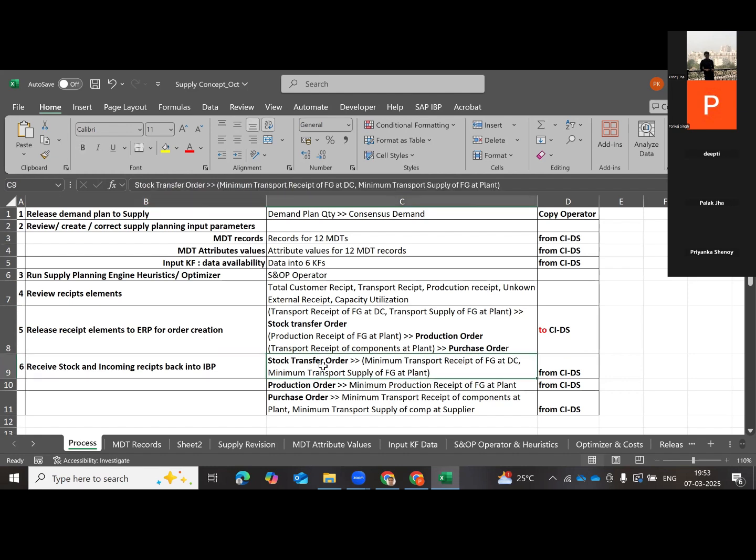This is a little difficult for you to understand for now. So step number 6 you can leave, and also we have not touched upon step number 5. But at least these first 4 steps you should be clear about. Okay. So this is the supply planning process.